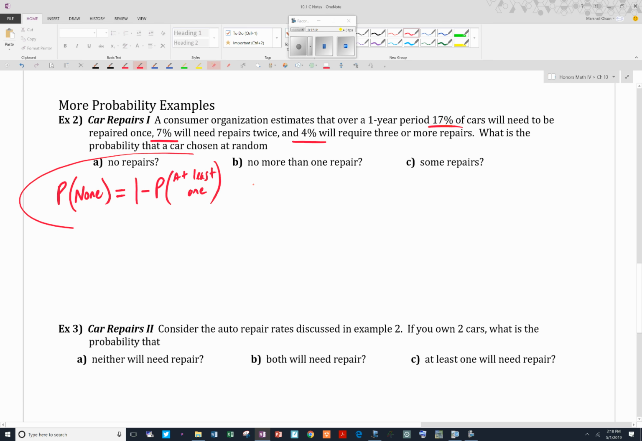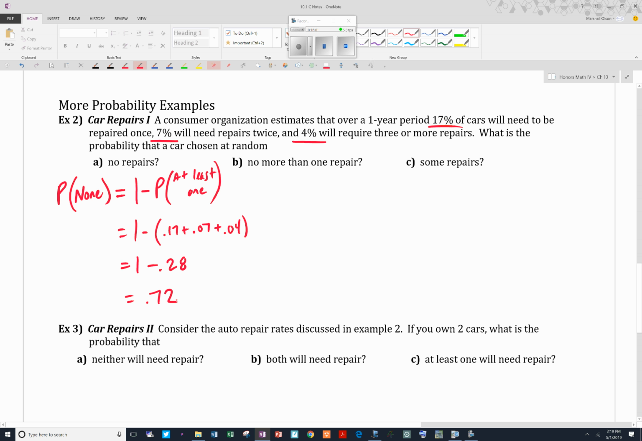This concept right here is a really important one. Probability of needing none is always a complement to needing at least one. So I'm going to take 1 and subtract the sum of those probabilities. I'm going to need 1 repair or 2 repairs or 3 or more repairs. I think that's 0.28 if you add those together, right? Everybody do that? 0.28. All right, so then this probability is 0.72.